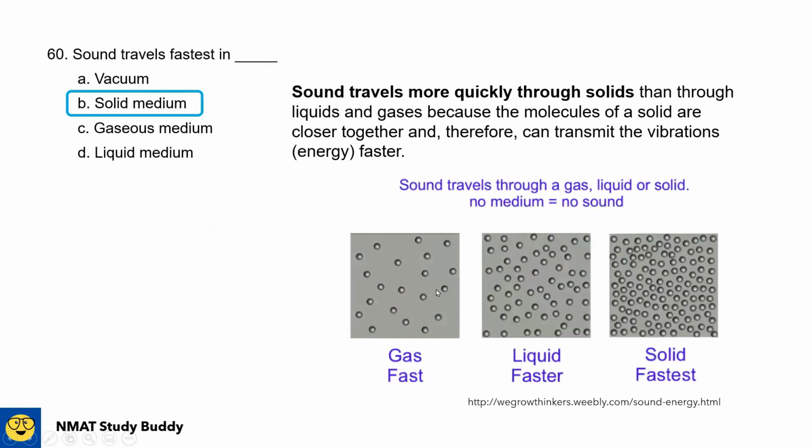So, as you can see here in this figure, the molecules of a solid are more packed together, so the wave can travel the fastest. Next fastest is in liquid, then slowest is in gas. So, when there is no medium, no sound can travel.